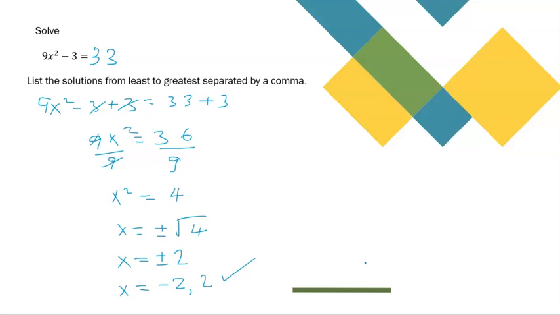So that is how to solve quadratic equations by the square root method. This one is on perfect squares only.